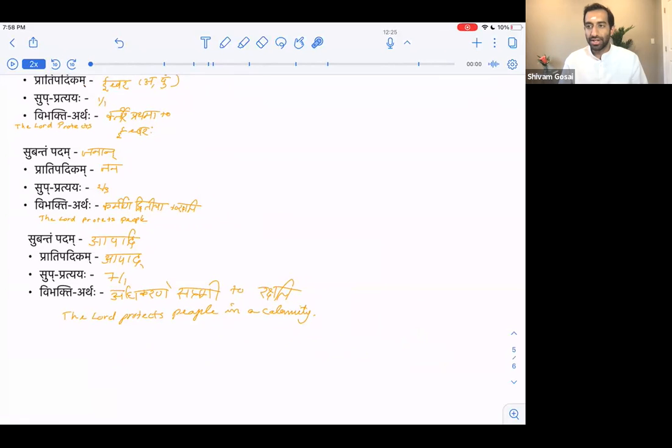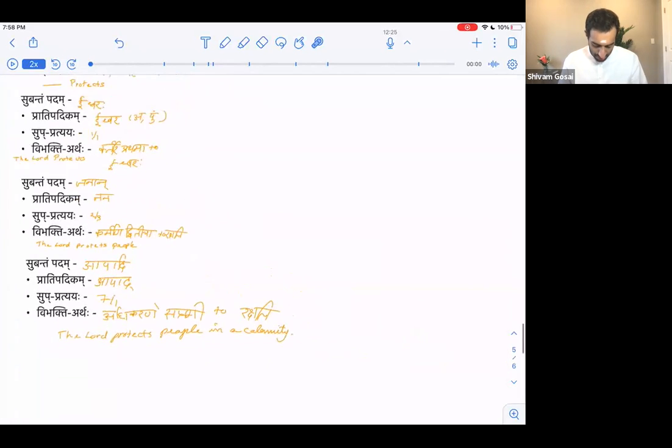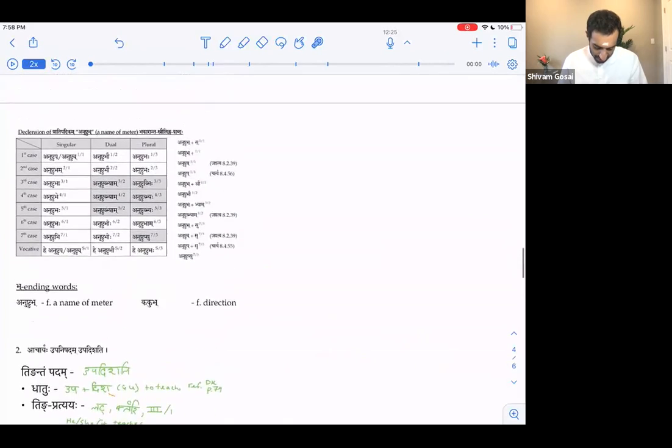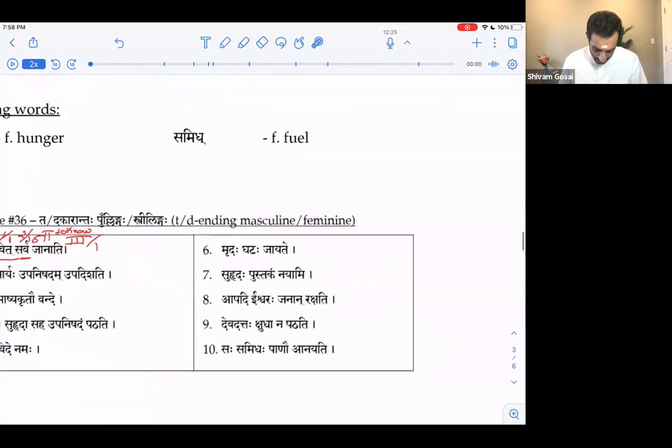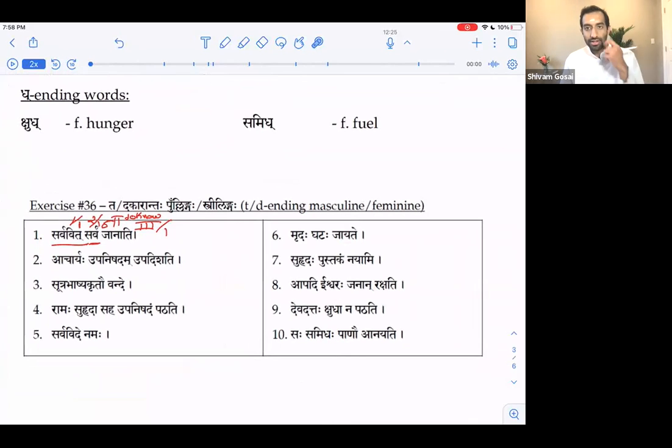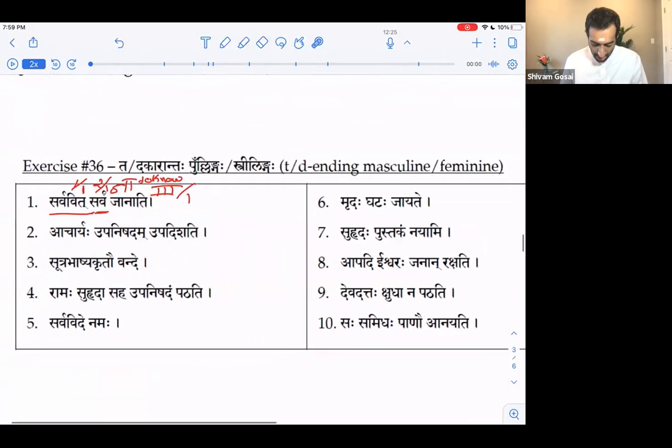Okay, we're gonna switch gears here. We only have a little bit more time. So I hope the rest of these sentences, which we're not going to do, look okay. They're straightforward sentences now, just using our dakaranta ending words.